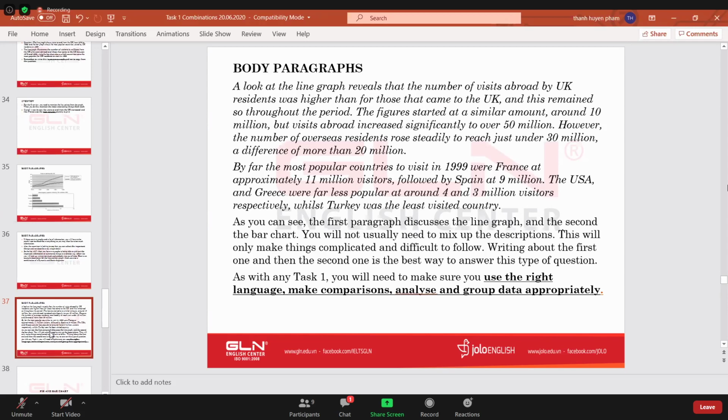And then the second body paragraph: by far the most popular countries to visit in 1999 were France, at approximately 11 million visitors, followed by Spain at 9 million. Notice I have not repeated visitors. We don't need to. Only need to state visitors once. The USA and Greece were far less popular at around 4 and 3 million visitors respectively, whilst Turkey was the least visited country. So I've not used the numbers provided for Turkey. I just replaced the number with the expression the least visited country.